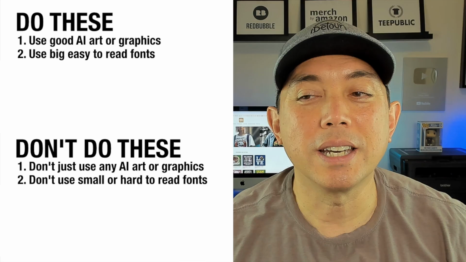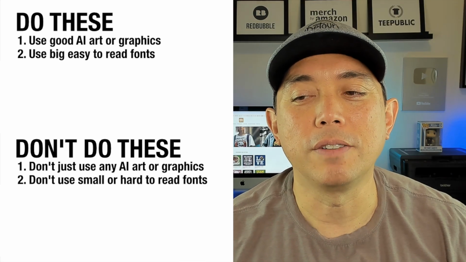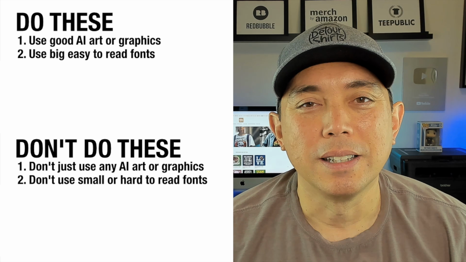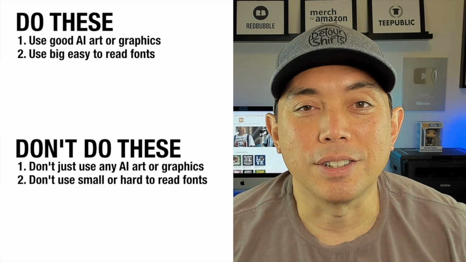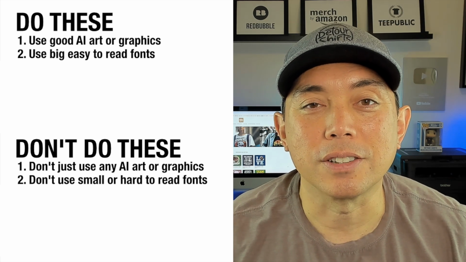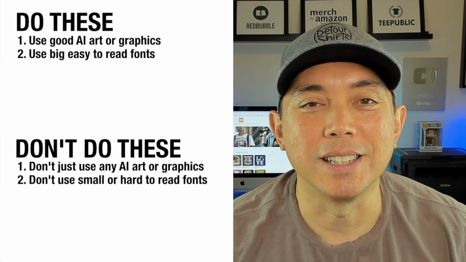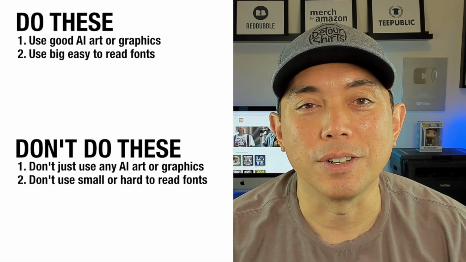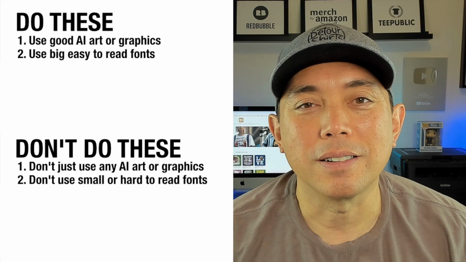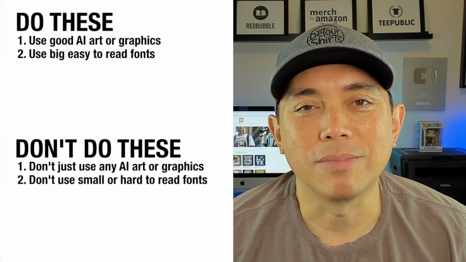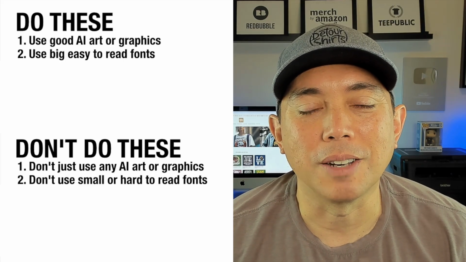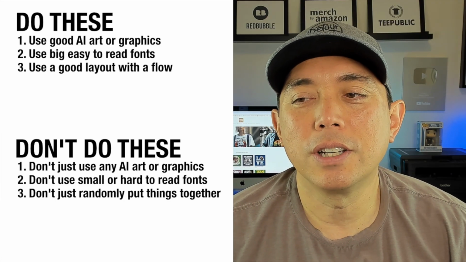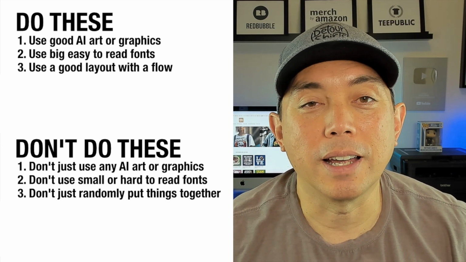The second do is use big, easy to read fonts. Don't use small, hard to read fonts, because if you're going to have text on your design, you don't have to, but if you're going to have text on it, people need to read what it is, right? People need to see it. When they look at the thumbnail, that's usually very small. If they can't read it or they can't see it, they probably won't buy that t-shirt design because they don't know what it says.